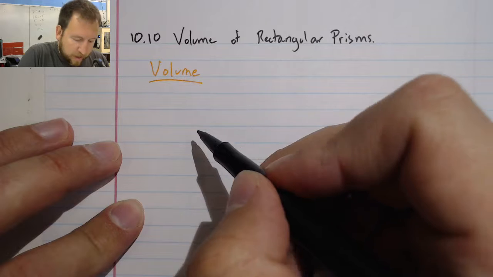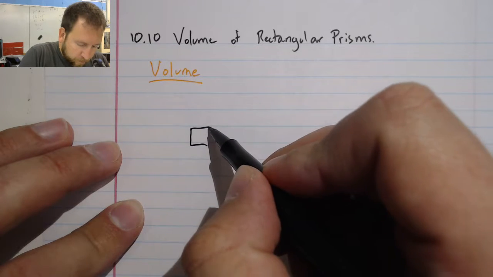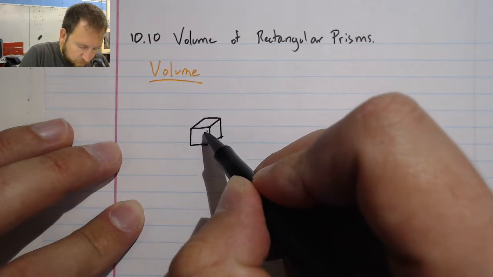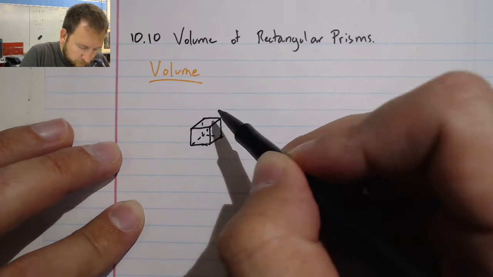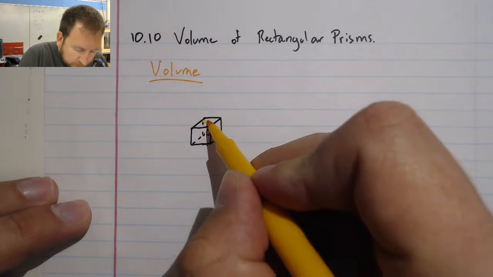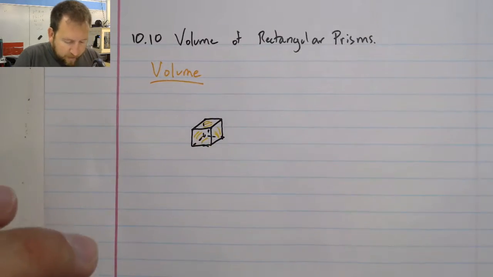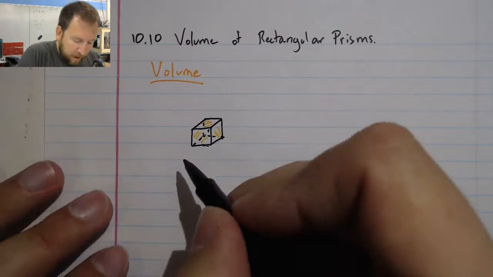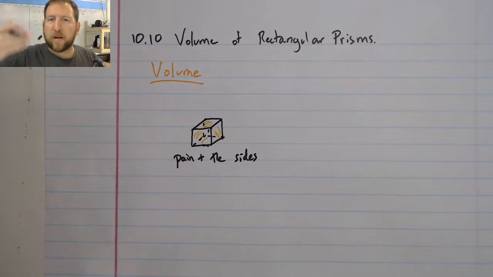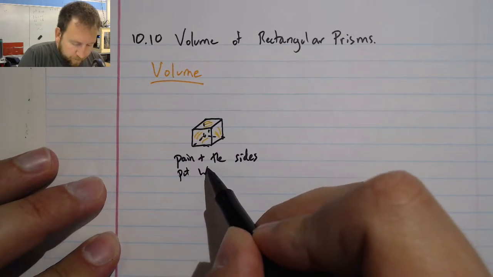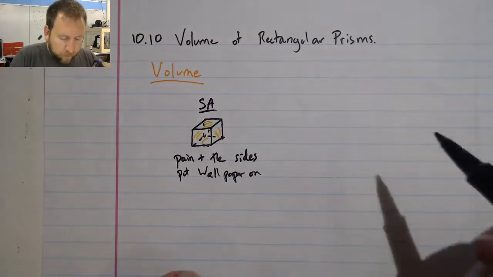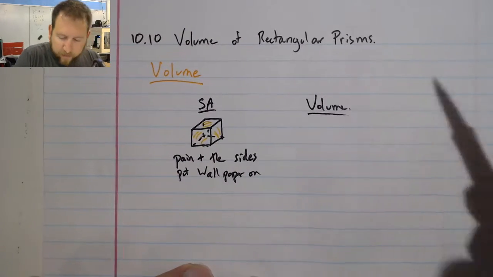All right, if I have my cube here, and if I was looking for its surface area, recall that I'm kind of looking at the edges here. And it's kind of like if I wanted to paint the sides, or if I wanted to put wallpaper on. And this is surface area. Now, if I'm looking at volume, it's different, right?